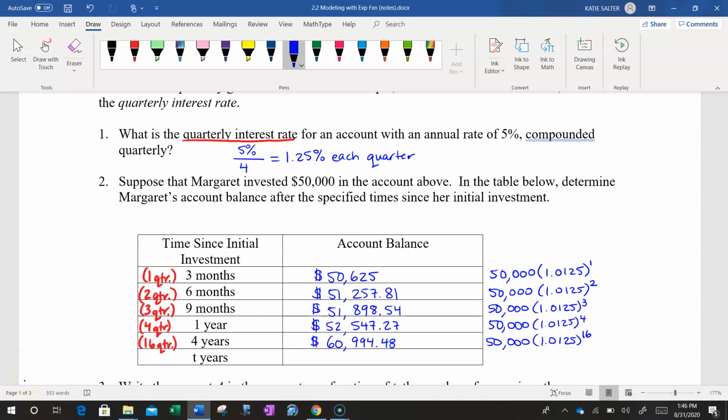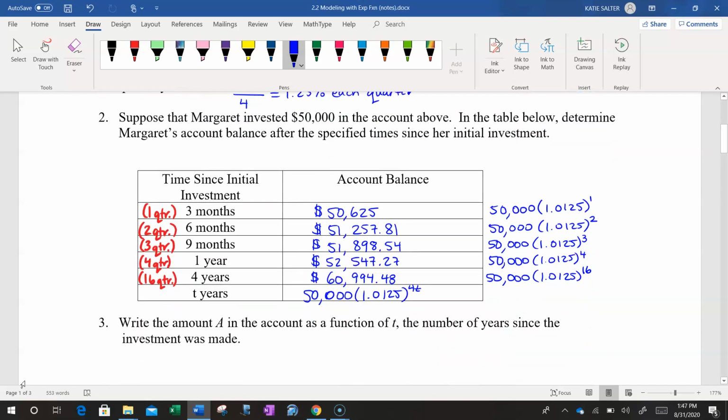So notice we're doing the same calculations. The only part that's changing is the power up here, so that we don't have to do this over and over again, and we can use our technology to program this. It would be nice to have a formula. So we're going to write a formula where T is the years. But notice that when it was 4 years, we actually raised it to the 16th power because there was 4 quarters each year. So if we're going to do it for the T years, it would have to be 50,000 times 1.0125. But we wouldn't raise it to the T, we'd have to raise it to the 4T, because T represents our years, and there's 4 quarters each year.